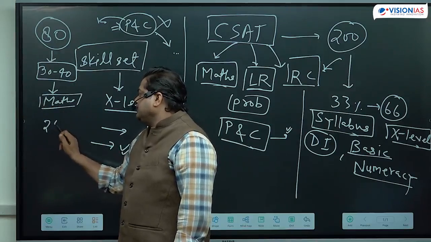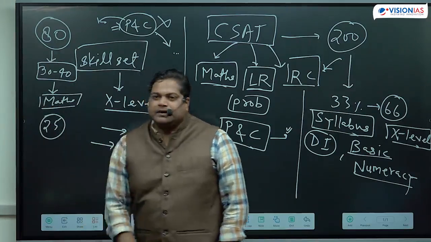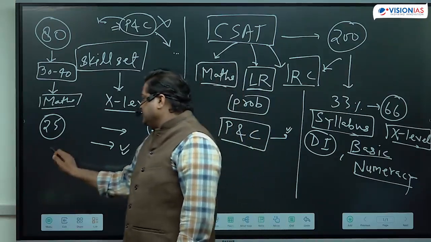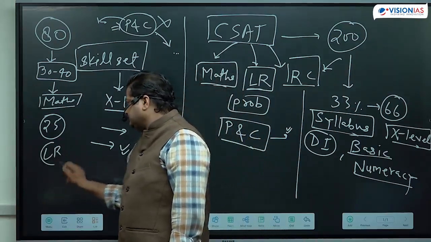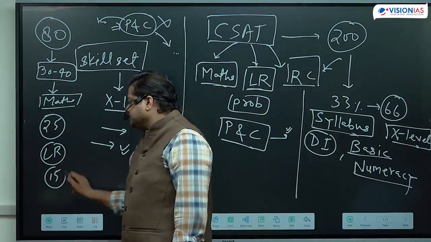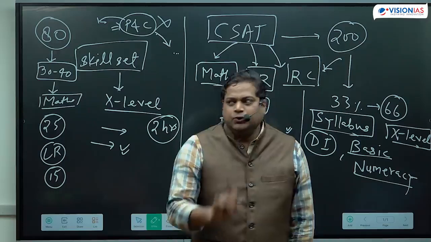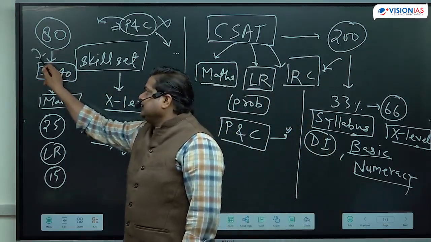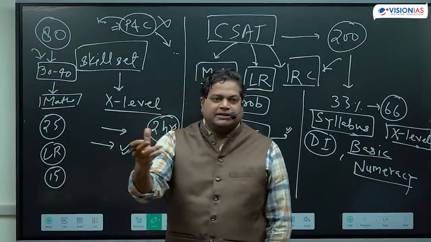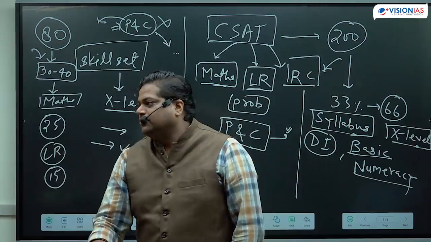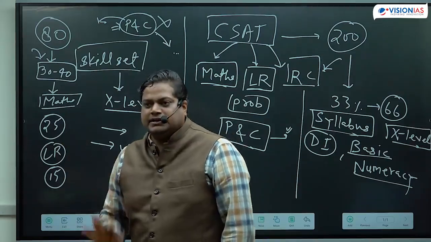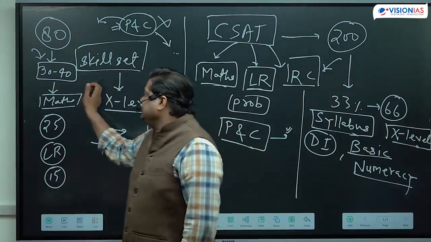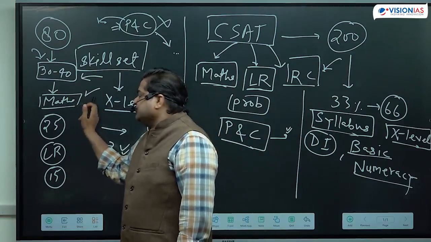Then we have around 25 questions from RC. Then from LR we have around 15 questions, 10 to 15. And nowhere in the syllabus it is written that they are going to ask questions this way, that we are going to have 1/3 from math, 1/3 from LR, 1/3 from RC. Nowhere it is written. So this proportion can be changed anytime.